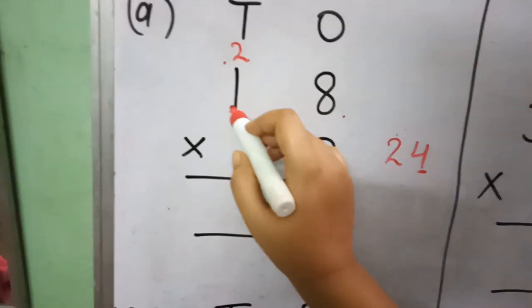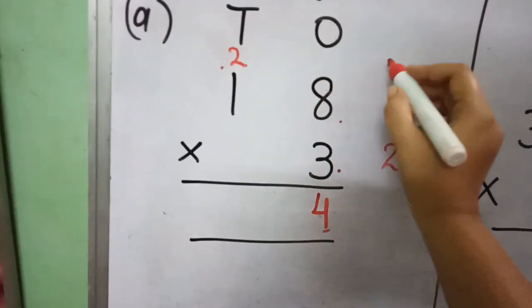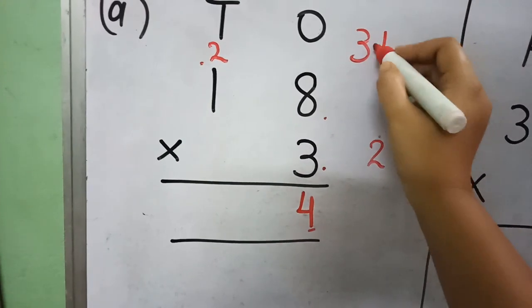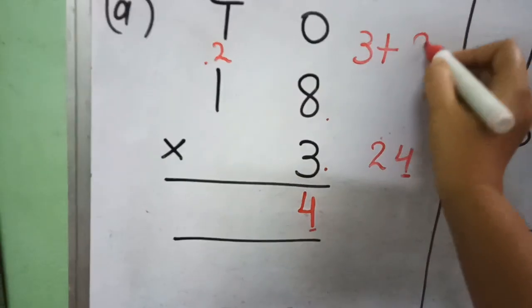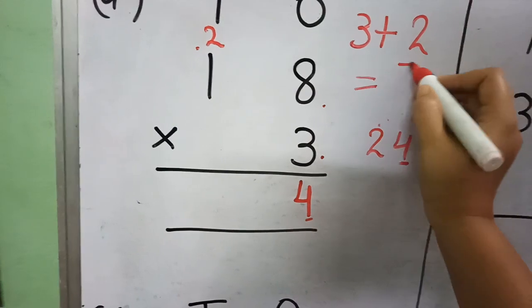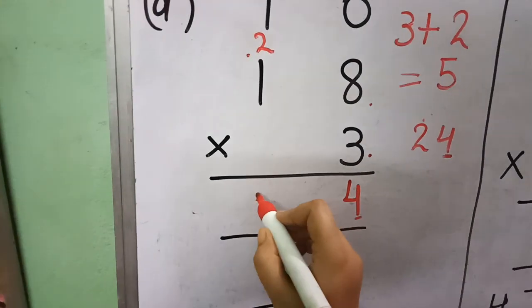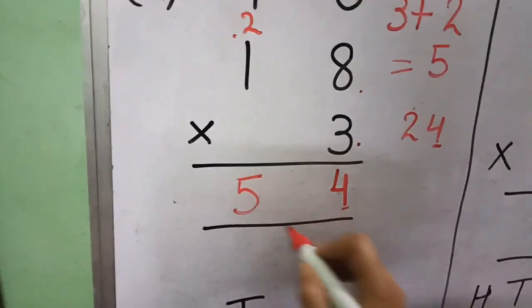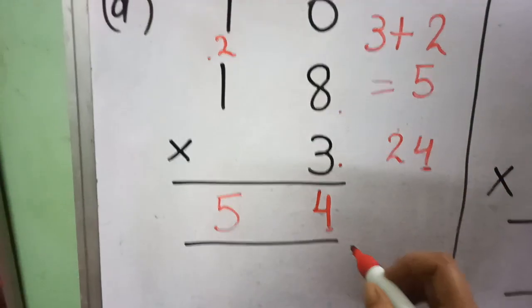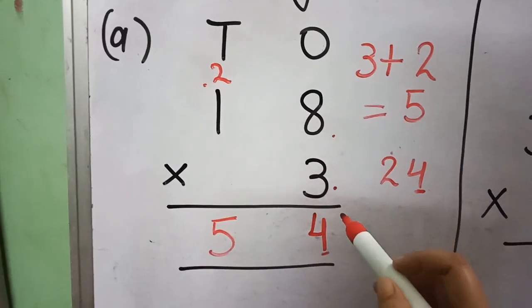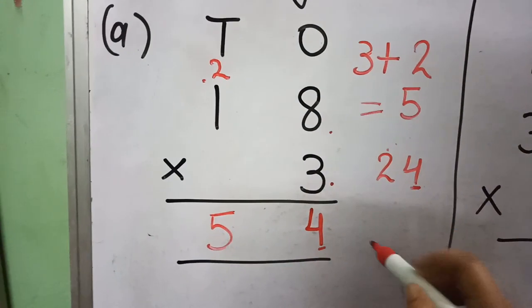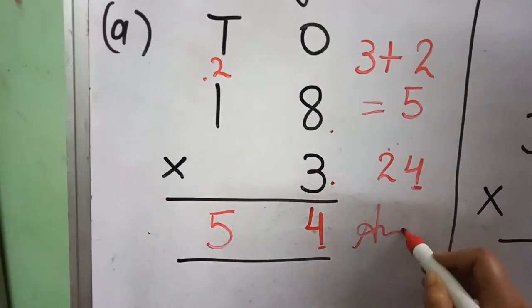3 ones are 3, and 2 carry, we will add this. Okay, 3 ones are 3 and 2 equals 5. The answer will be 5. So this one is the product of 18 into 3. It's the product of this sum.